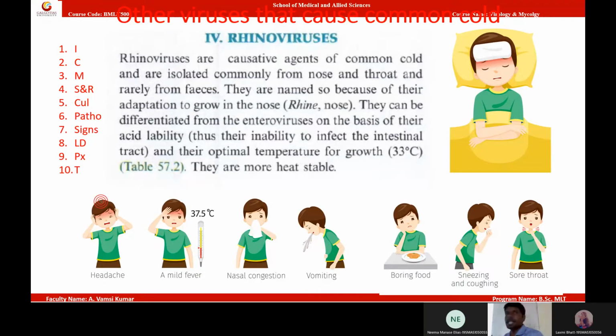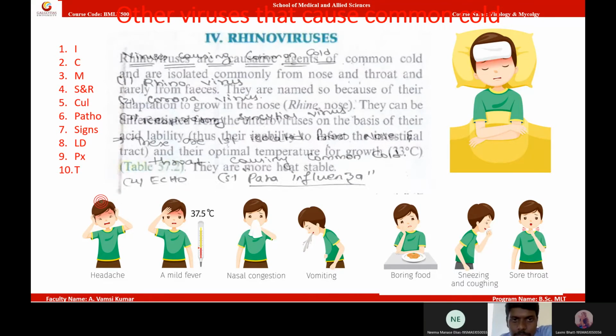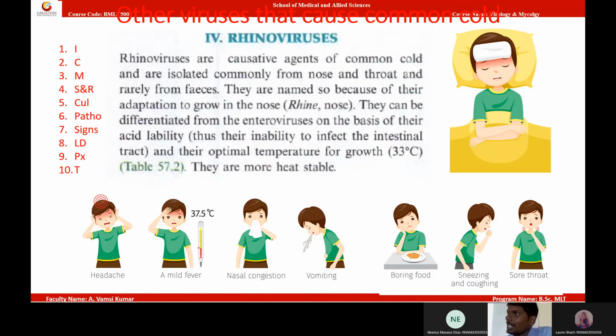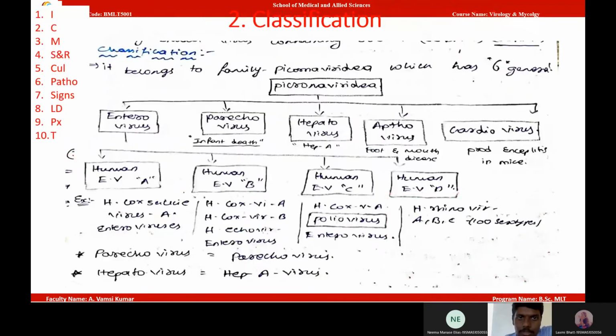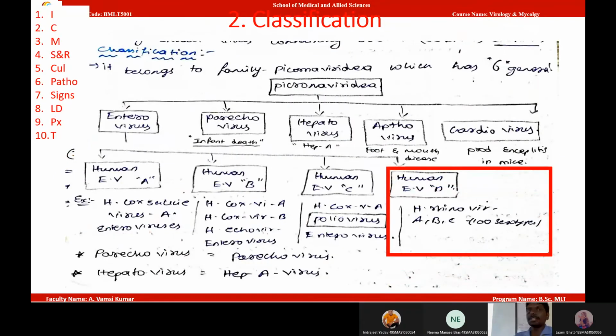Okay. So the signs and symptoms of common cold you already know, right? You will get headache, mild fever, nasal congestion, vomiting sensation, loss of appetite, sneezing and sore throat. So these are the common signs and symptoms of rhinoviral infection or cold. Then next, directly write the classification. Write bullet points.